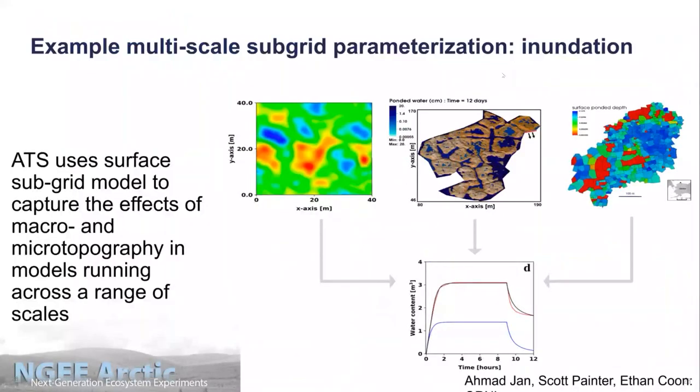In the end, our objective is to work from the finest scales up to intermediate scales that allow us to arrive at parameterizations that can be applied at the scale of a statistical subgrid representation within a model like ELM.